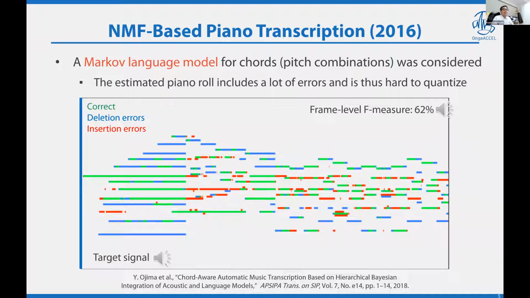Okay, so this is the transcription result. Yeah, this is not so good. At the time, this was the average performance of piano transcription based on NMF, non-negative matrix factorization. Actually, the performance was significantly improved by using this language model, but the final accuracy is not sufficient.